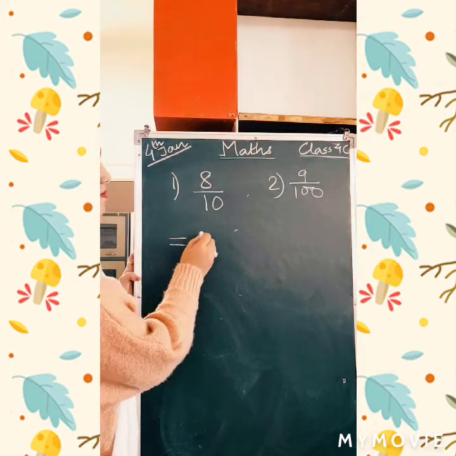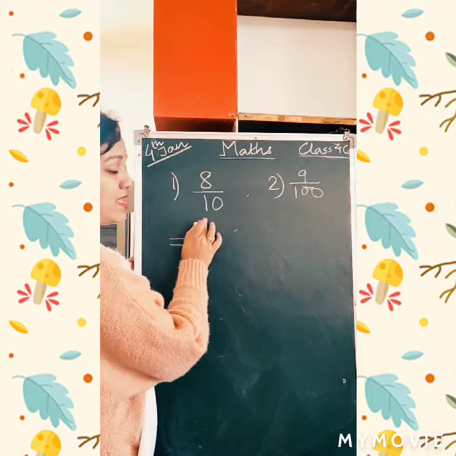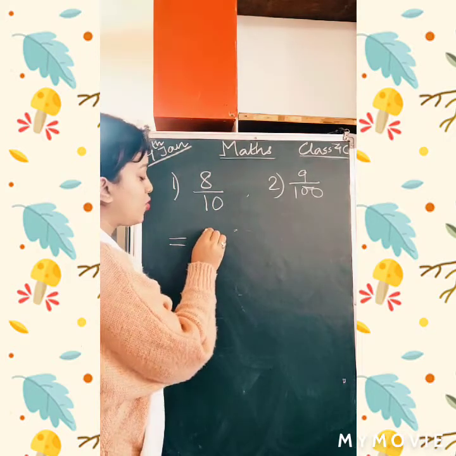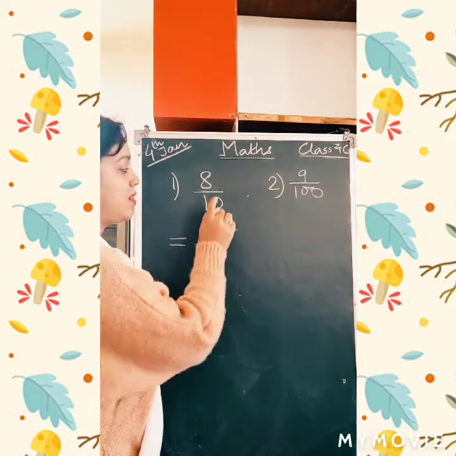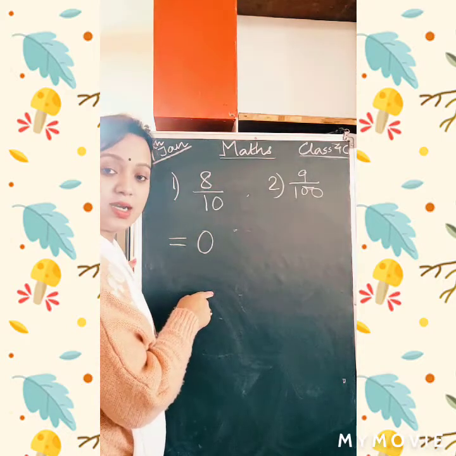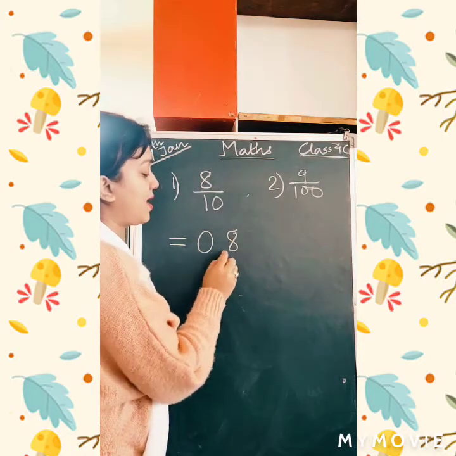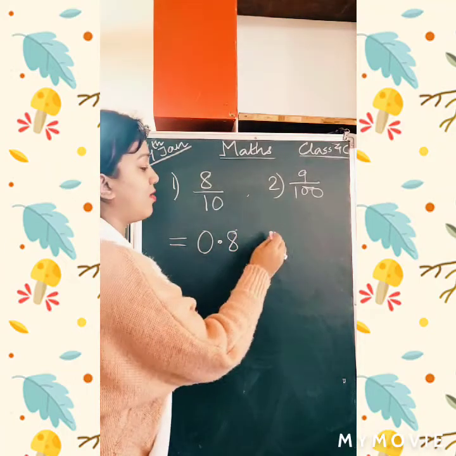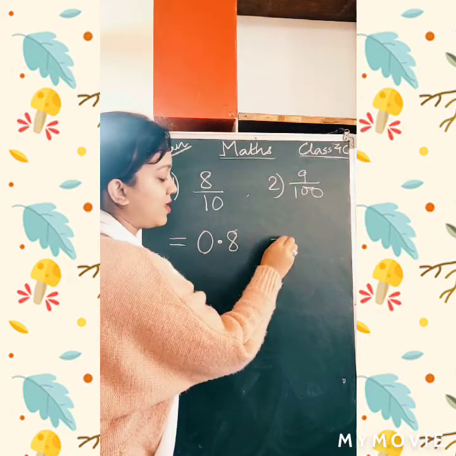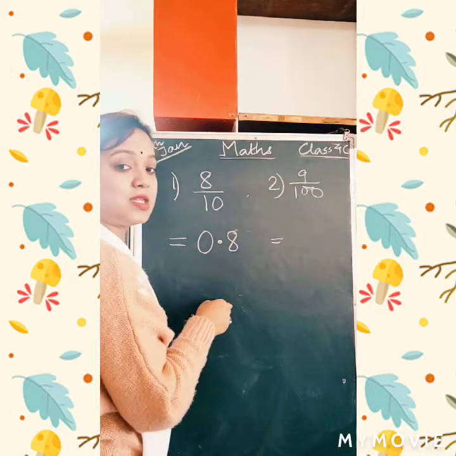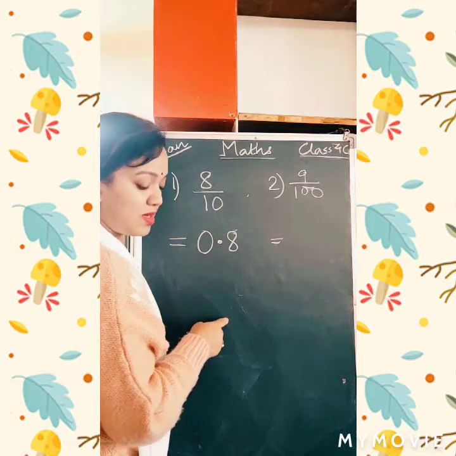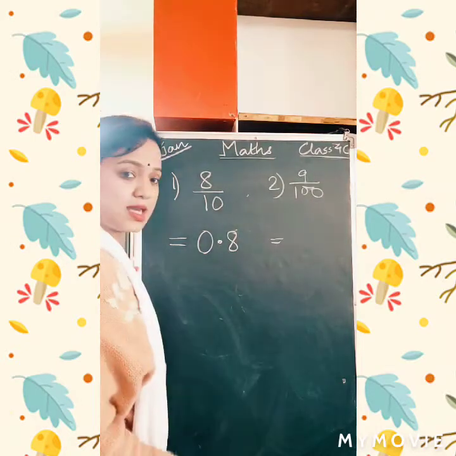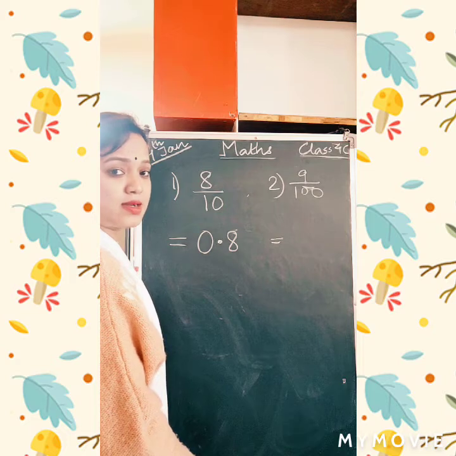What is the trick? See, how many zeros do you have in the denominator? You have 1 zero, so put 1 zero. Then what is the number in the numerator? You have 8, and there is a point in between, correct? Now 9 divided by 100. How many zeros do you have in the denominator? 2 zeros, correct? And there is one digit in the numerator, correct?